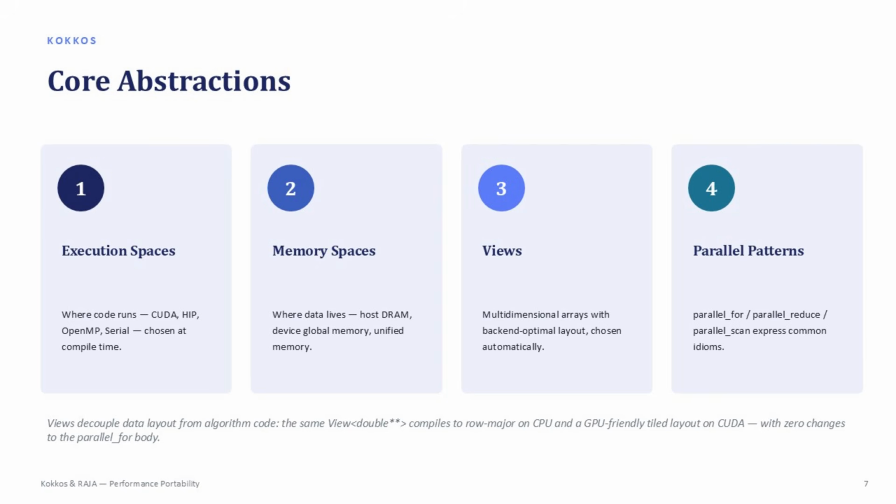Kokkos has several important concepts. First, execution spaces decide where the program runs, such as CPU or GPU. Second, memory spaces manage where the data is stored. Third, Kokkos provides views, which are used to manage arrays and data efficiently. Finally, it provides parallel operations such as parallel_for and parallel_reduce. These features help us separate our program logic from the specific hardware.